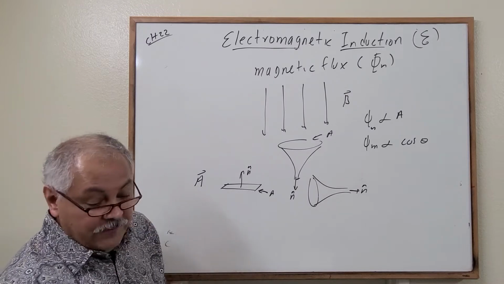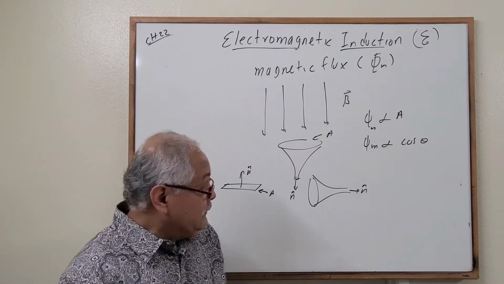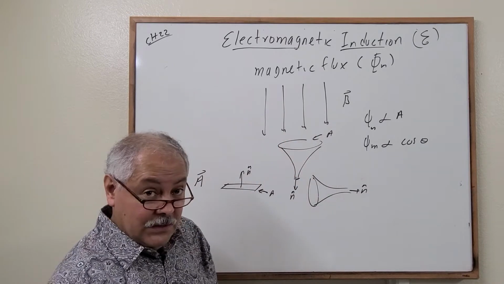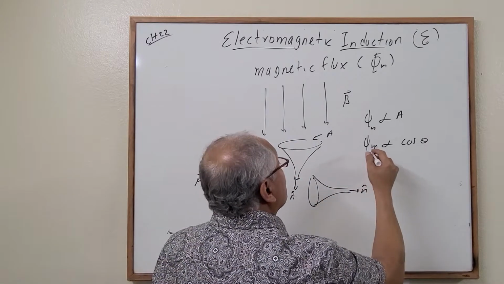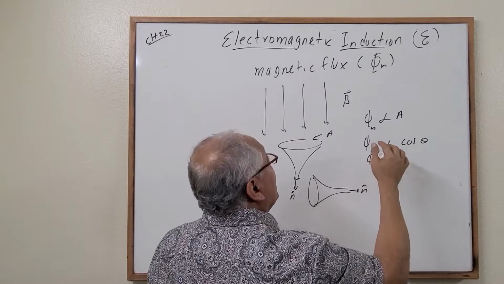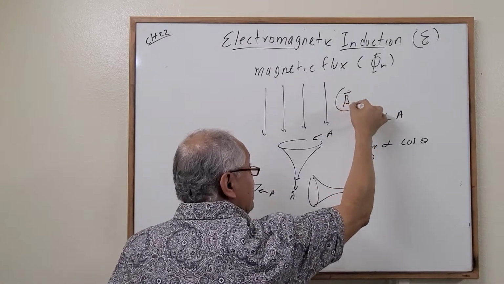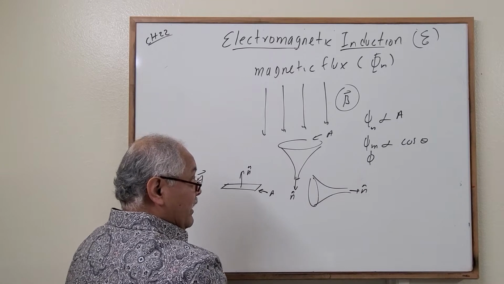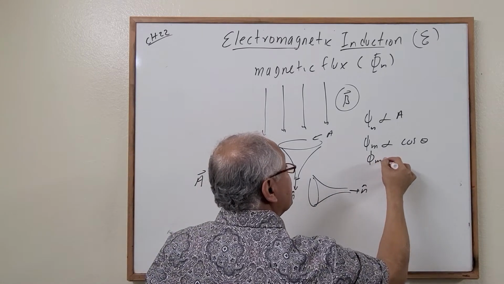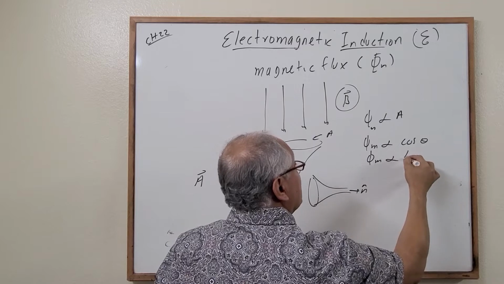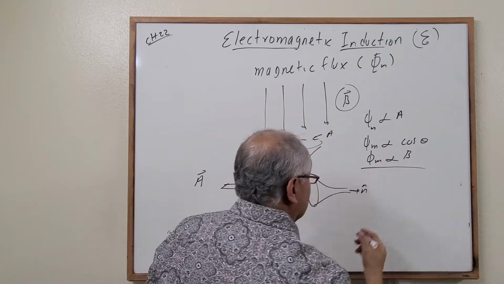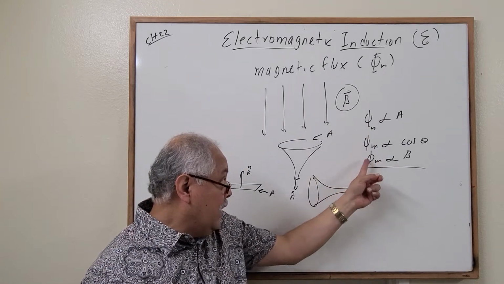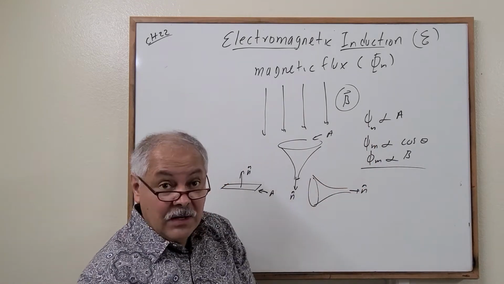Correct? Perfect. Also, if we increase the magnetic flux, we also increase the strength of the magnetic field, right? Also we increase the magnetic flux, right? So we have these quantities or factors that are part of this magnetic flux.